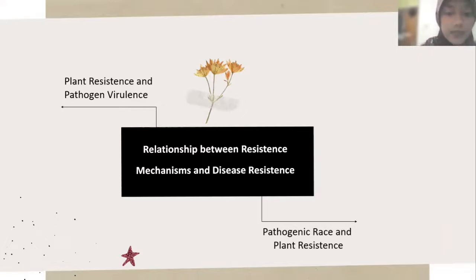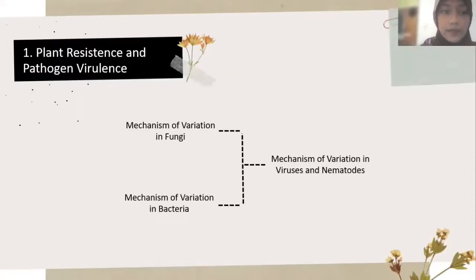The relationship between resistance mechanism and disease resistance can be divided into two: number one is plant resistance and pathogen virulence, and number two is pathogenic race and plant resistance. Plant resistance and pathogen virulence can also be divided into three: mechanism of variation in fungi, mechanism of variation in virus and nematodes, and mechanism of variation in bacteria.